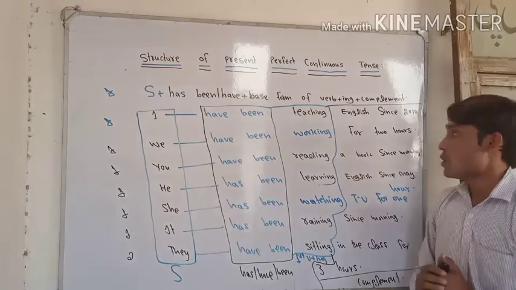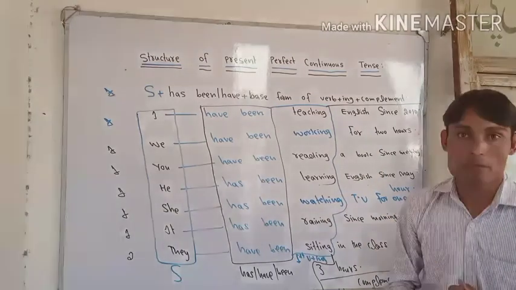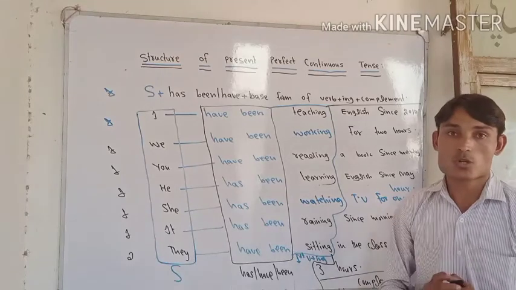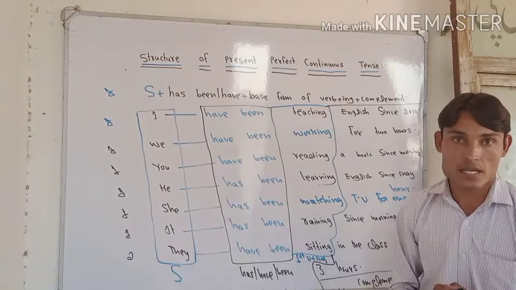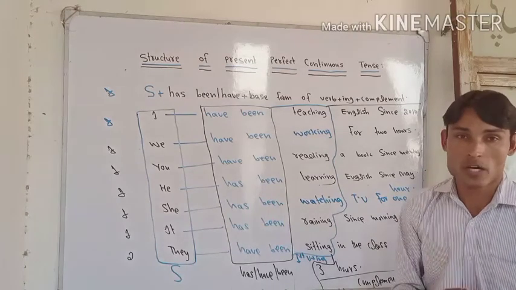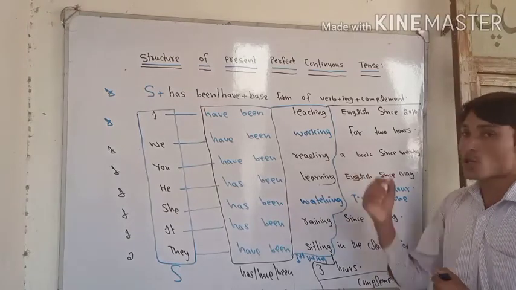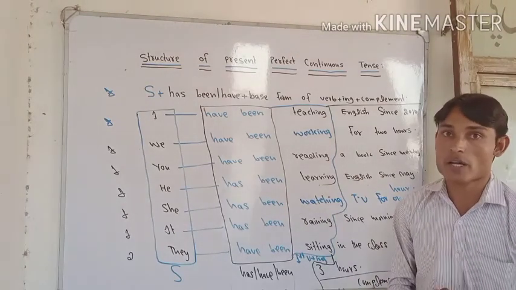Then we need to add prepositions. It may be since or it may be for. Since is used when you talk about a starting point. For example, I say since yesterday, since morning, since May, since 2001, etc. And for is used for a period of time: for 2 hours, for 3 hours, for 5 hours, etc.